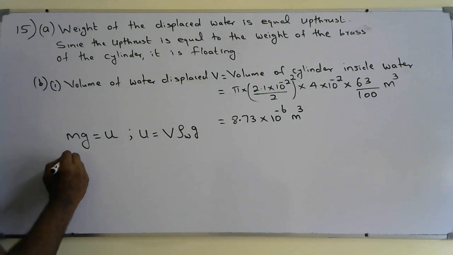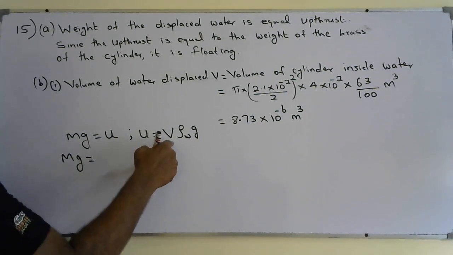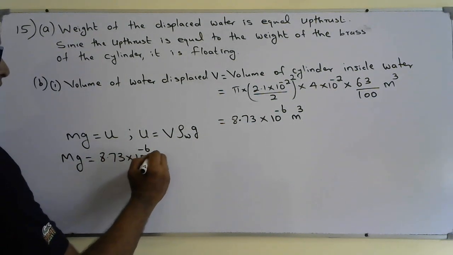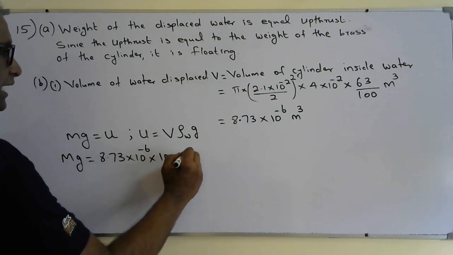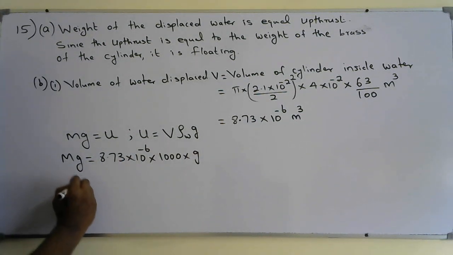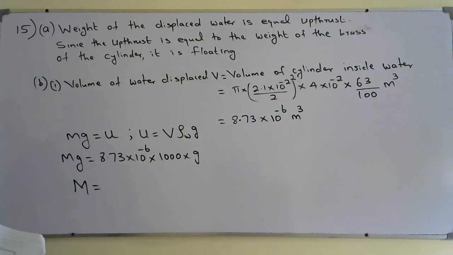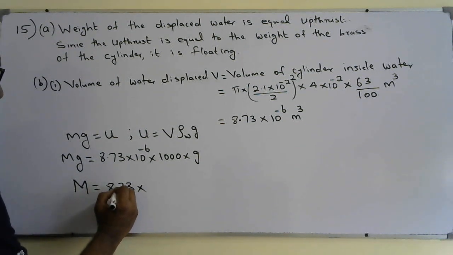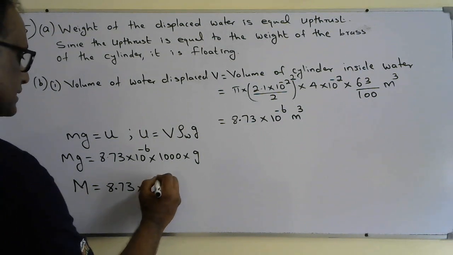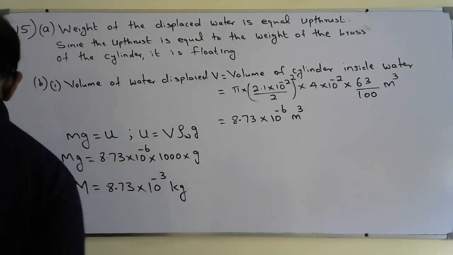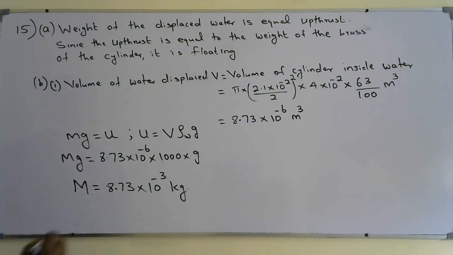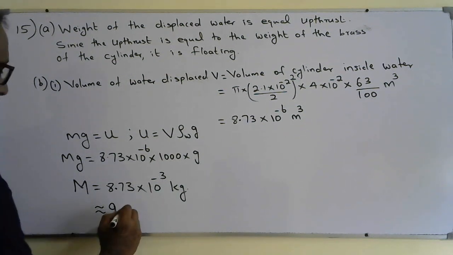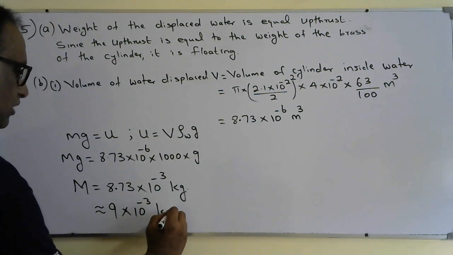So I can say mg equal to volume. We found it 8.73 into 10 to the power minus 6 into rho W 1000 into g, because this g and this g will get cancelled. Find the weight of the cylinder. That will be 8.73 into 10 to the power minus 3 kilogram. So approximately we can say 8.73 as 9 into 10 to the power minus 3 kilogram.